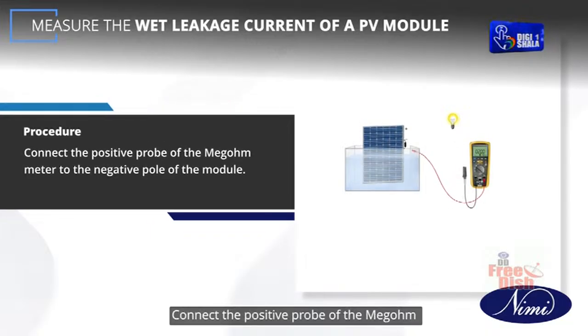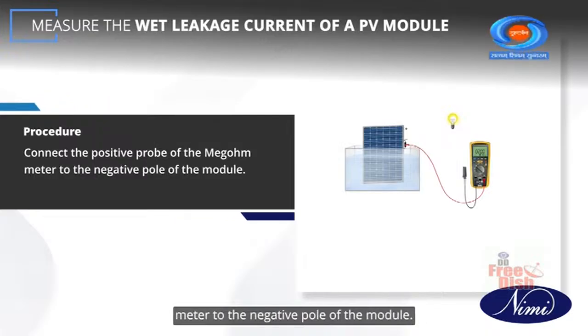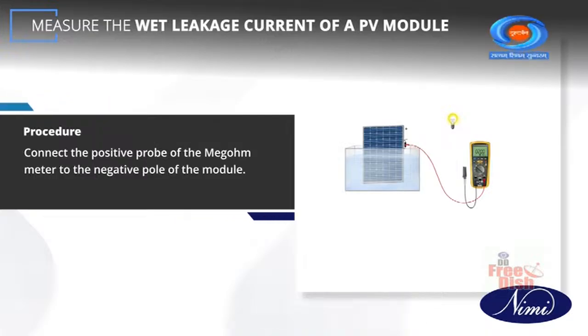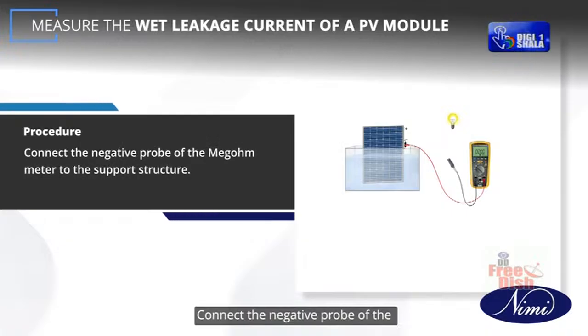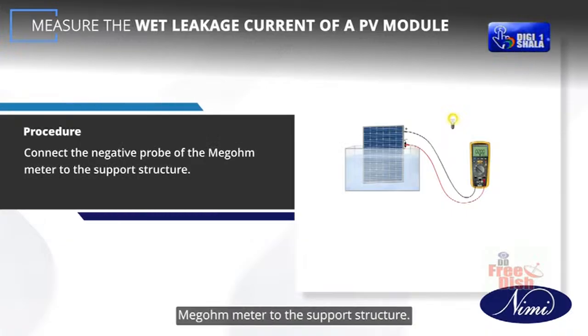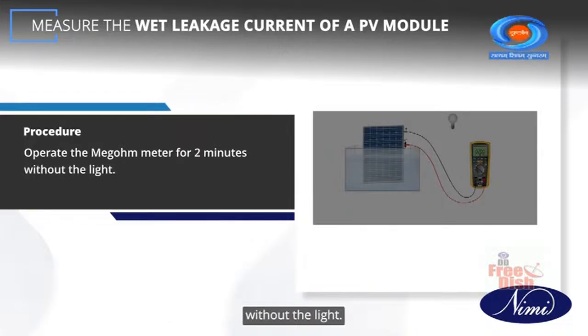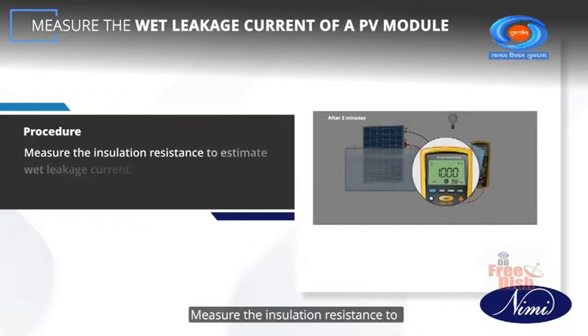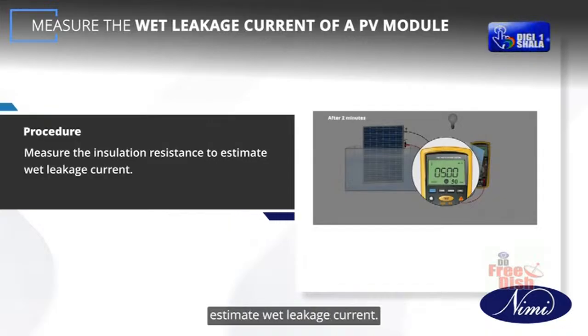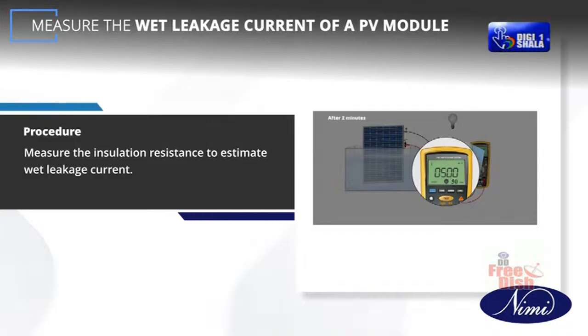Put the PV module inside the water tank. Connect the positive probe of the megohmmeter to the negative pole of the module. Connect the negative probe of the megohmmeter to the support structure. Operate the megohmmeter for 2 minutes without the light. Measure the insulation resistance to estimate wet leakage current.